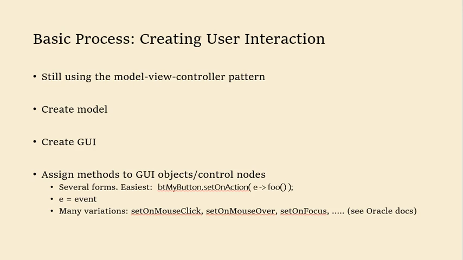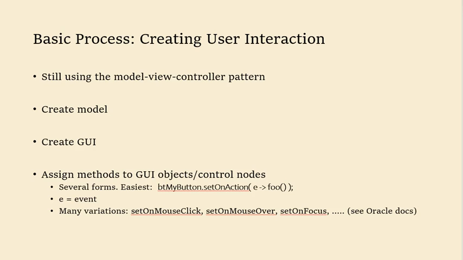Basic process for creating user interaction. Create the model, create the GUI, assign some of the GUI objects the methods that get fired off when you click on them or when you mouse over them or whatever event you choose. Again, and just in terms of GUI, the process is the same. You're going to create nodes, you're going to create a pane, put the nodes in the pane. Put the pane in a scene, put the scene in a stage.